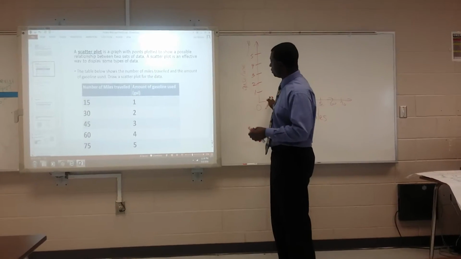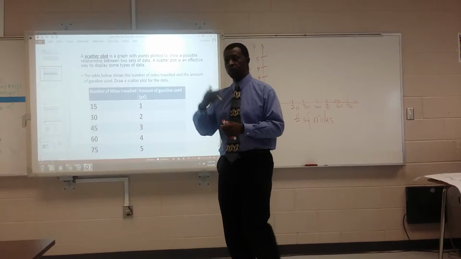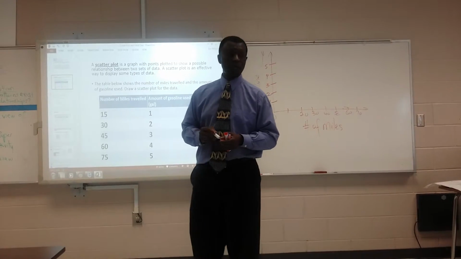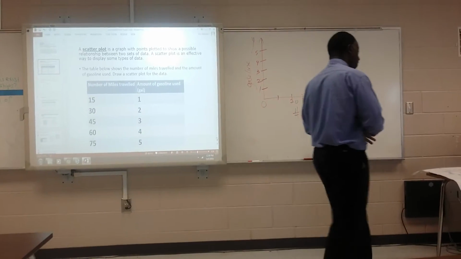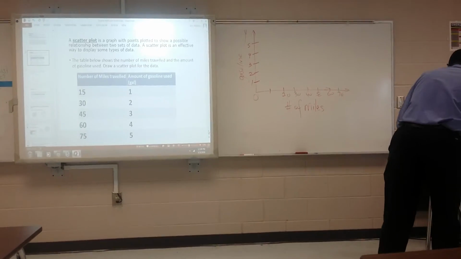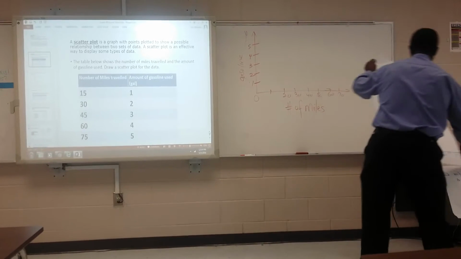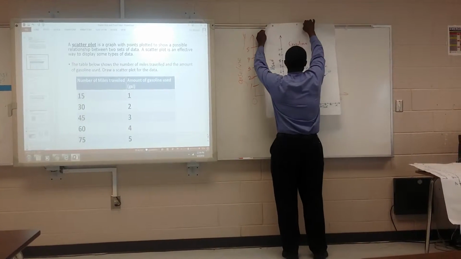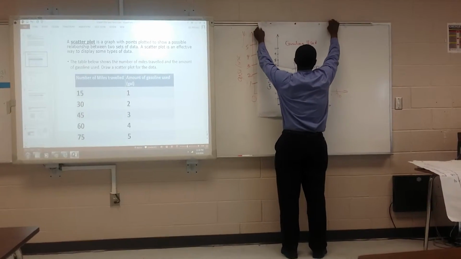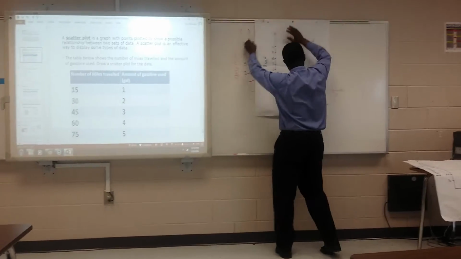Once we're done with these two, the next thing we have to do is to plot the point on the coordinate plane. Now I've already got the points plotted here, so I'm just going to hang it here, and this is what we have. And so this gives us the scatter plot. So this is the scatter plot we have.